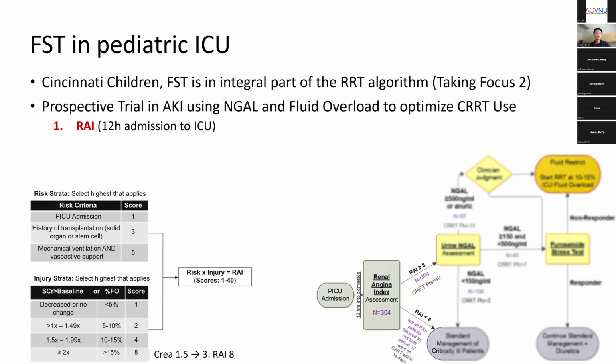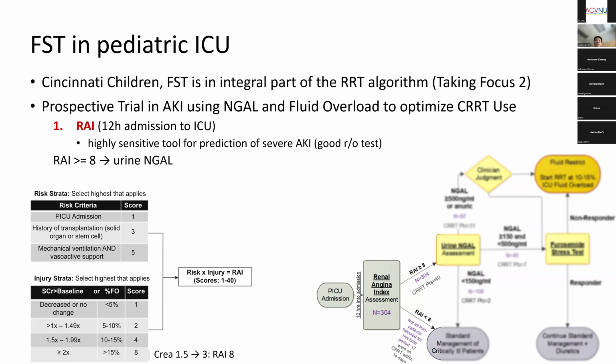On the other side of this index, they have the injury strata, which is determined based on the changes in creatinine and the degree of fluid overload. Then they multiply the injury and the risk strata to come up with a score from 1 to 40. 40 is the worst. For example, a patient came into the ICU with a baseline creatinine of 1.5 that increased to 3.5. 1 times 8 already gets a RAI score of 8.